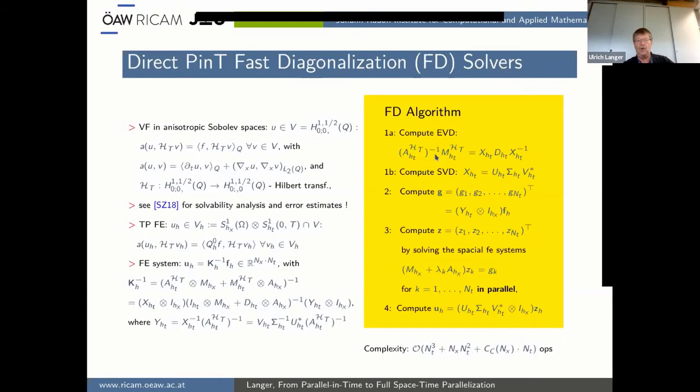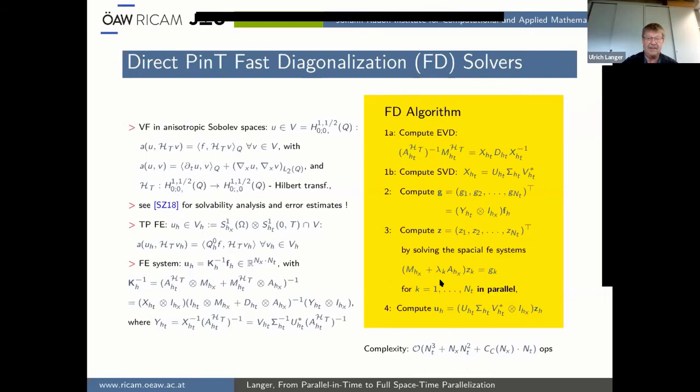You solve small eigenvalue problems in t, small with respect to space. You make this singular value decomposition. You first compute this vector, apply F, and compute this vector. Then you have a block diagonal matrix with space problems with eigenvalues here, and you solve these problems completely in parallel, which is the main work. And then you transform back by this matrix using the singular value decomposition. So this gives you this complexity, in the number of degrees of freedom in t and in x. Here we use a sparse direct solver.